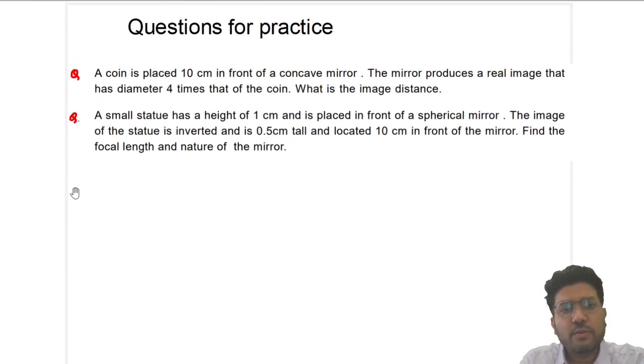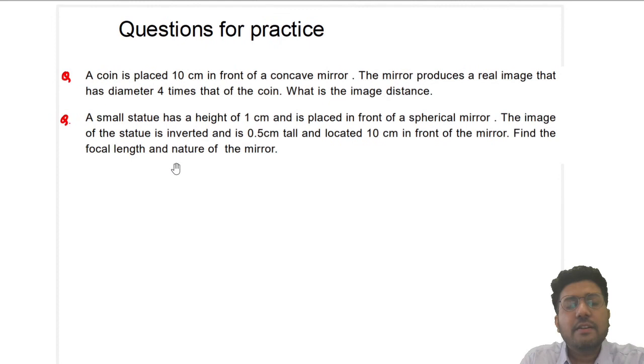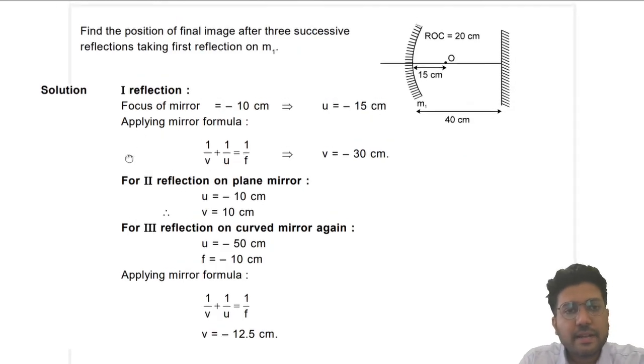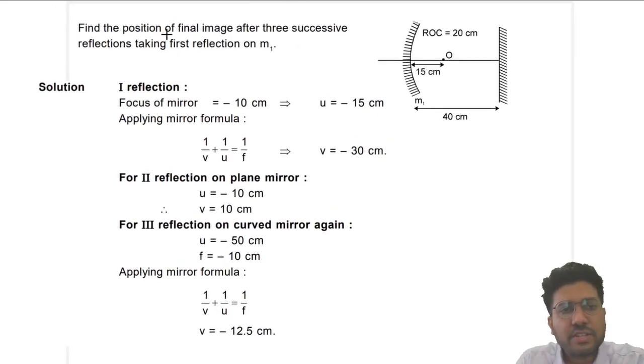I hope whoever is watching this video will first take a pause and then practice this problem and then go to the next part of the video. Right. Now, in this question, they are asking you to find the position of the final image after 3 successive reflections, taking the first reflection on M1. So this is the mirror 1 and we have to take the first reflection on M1 and then find the final image after 3 successive reflections.